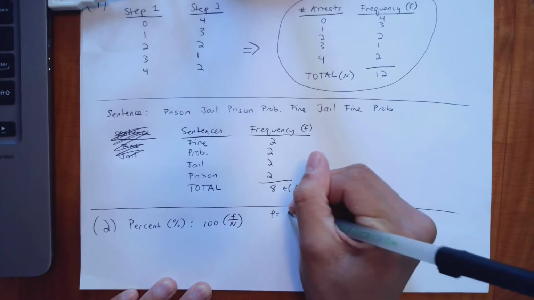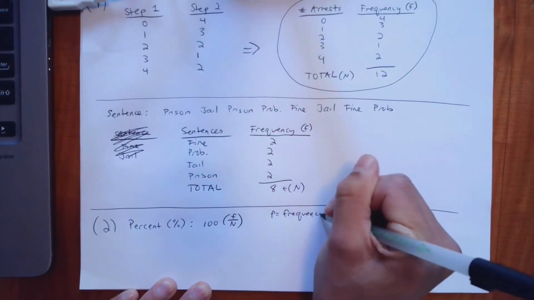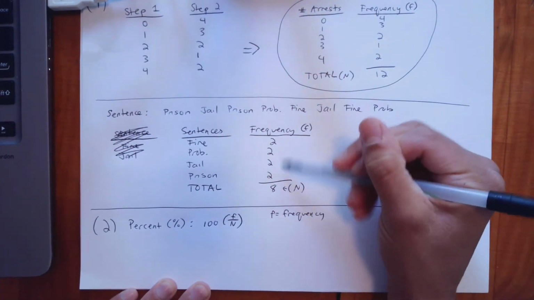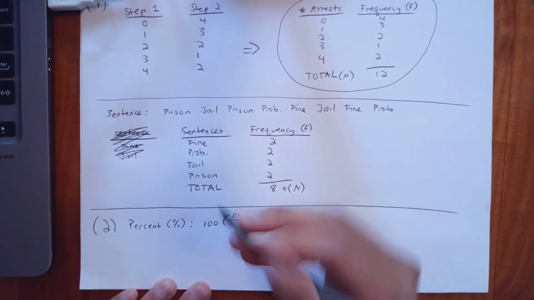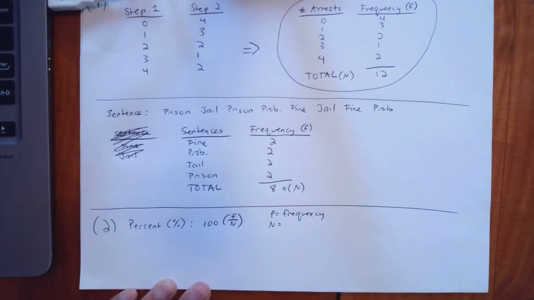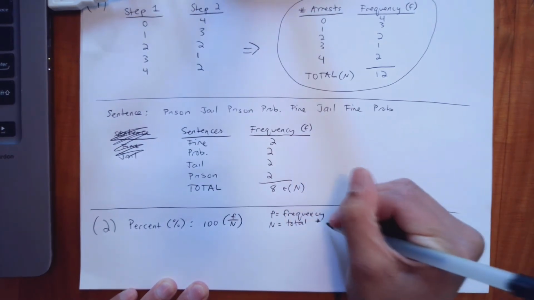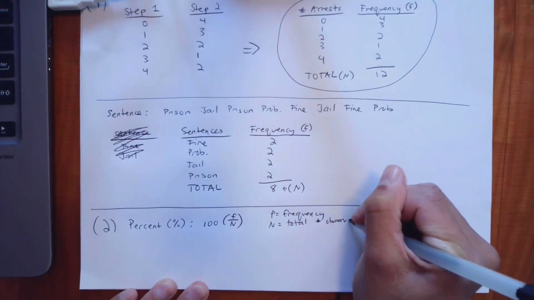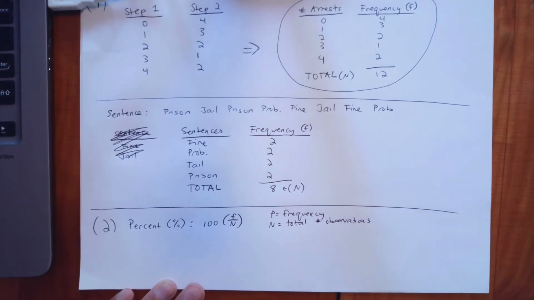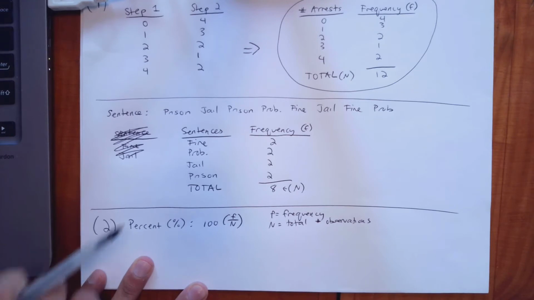Well, f is going to be your frequency. In other words, what we have listed in our second column of the frequency distribution. And n is going to be our total number of cases or observations in a sample, which you find at the bottom of your second column in the frequency distribution. So total number of observations. And so if we want to calculate a percent, we can plug these numbers in for each of the different observations we have.